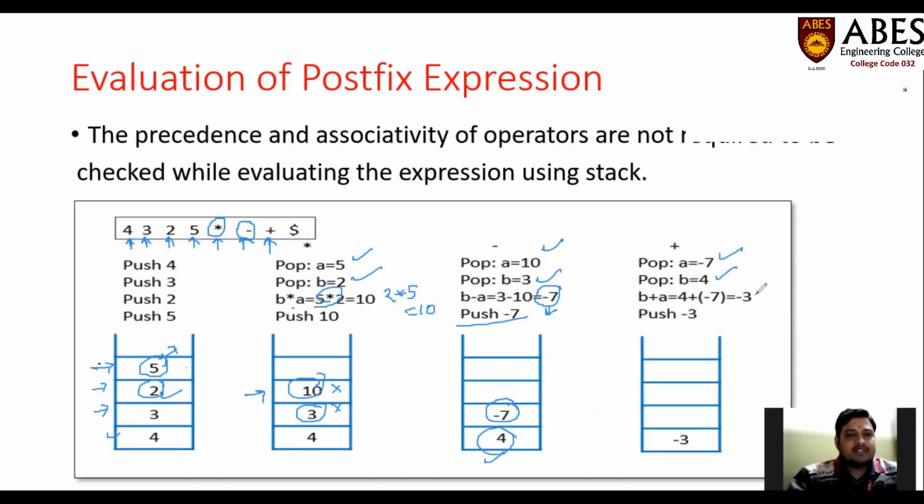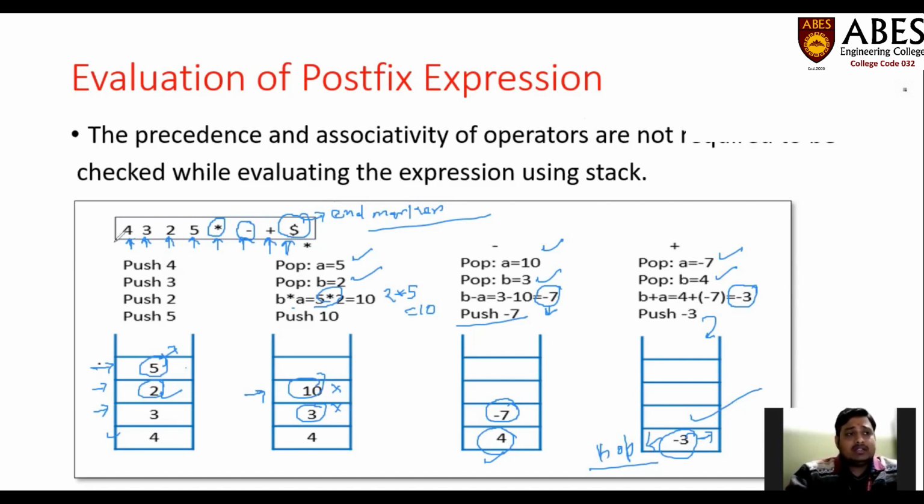So 4 plus minus 7 results in minus 3, and we push that symbol back onto the stack and move forward. Now we have encountered the dollar symbol. This denotes the end marker of the expression, that is, the ending point of the expression. So we pop the symbol at the top of the stack, and this is our result. We have found minus 3, and minus 3 is the result of our postfix evaluation. So like this, postfix evaluation works.